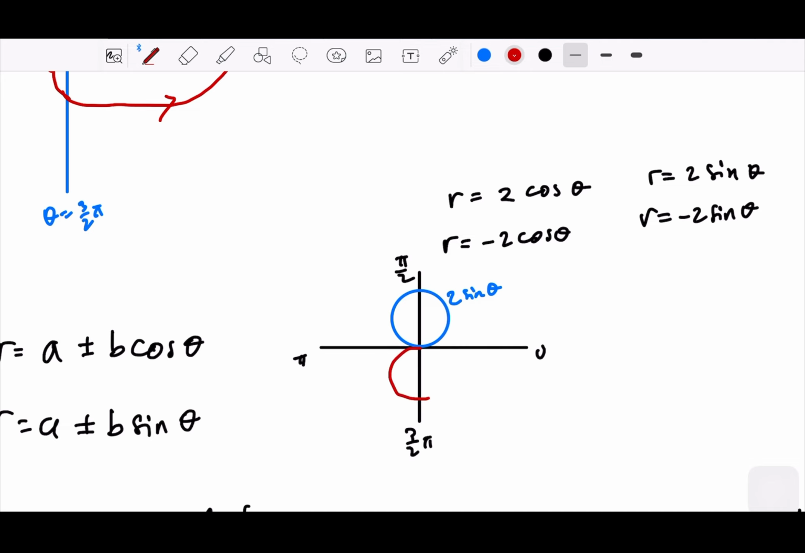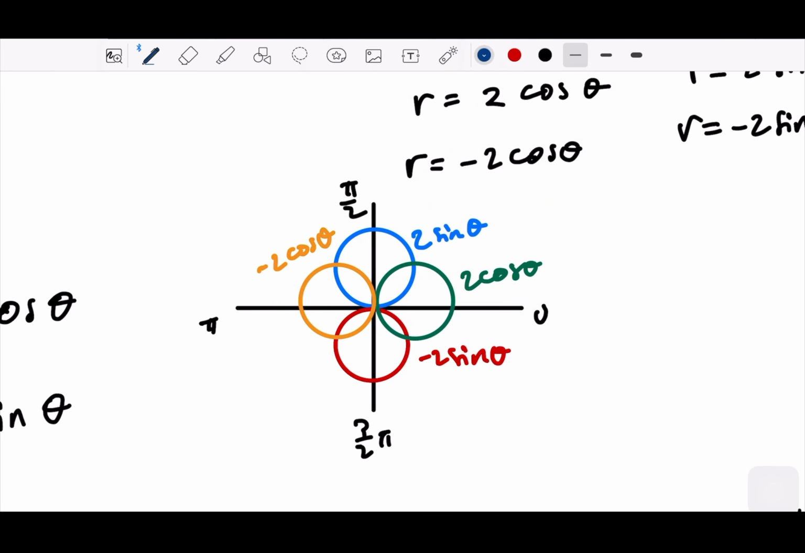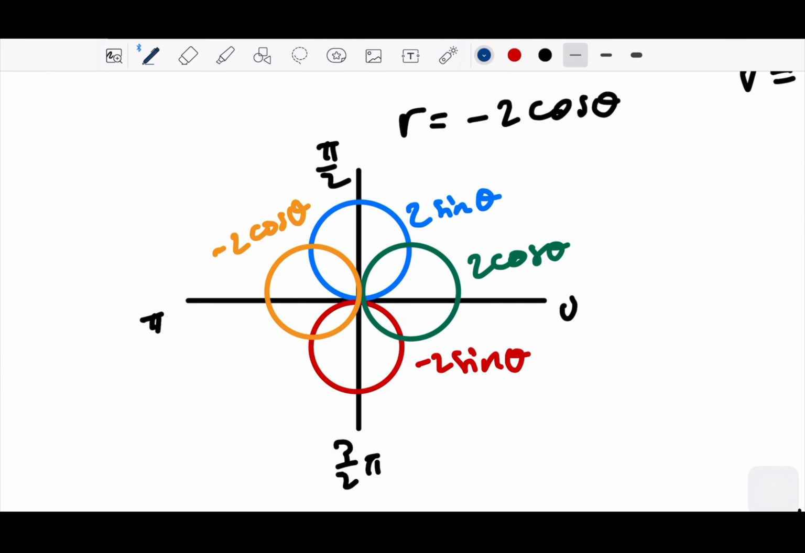We have here, at the bottom, -2 sine theta. Now if we have here 2 cosine theta, this is the right side, and if we have another circle here, this is -2 cosine theta.